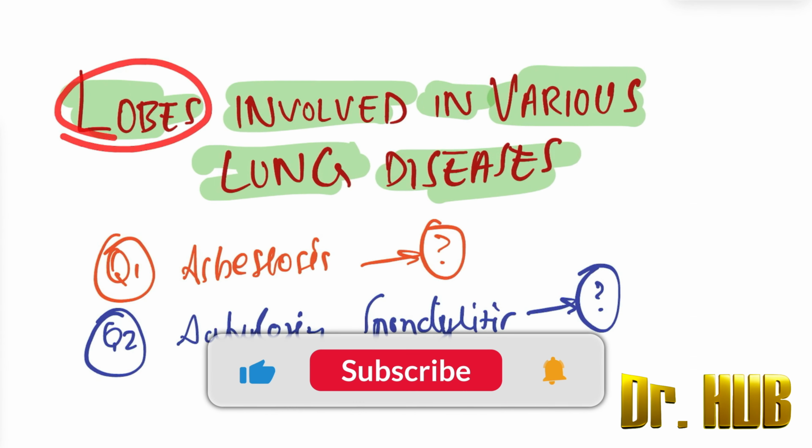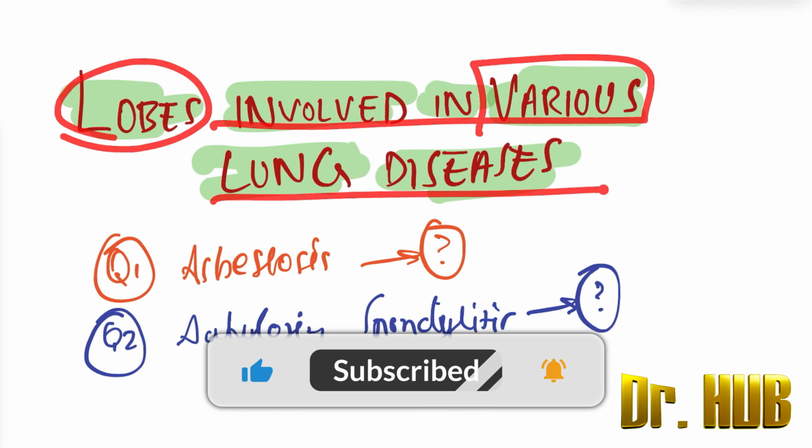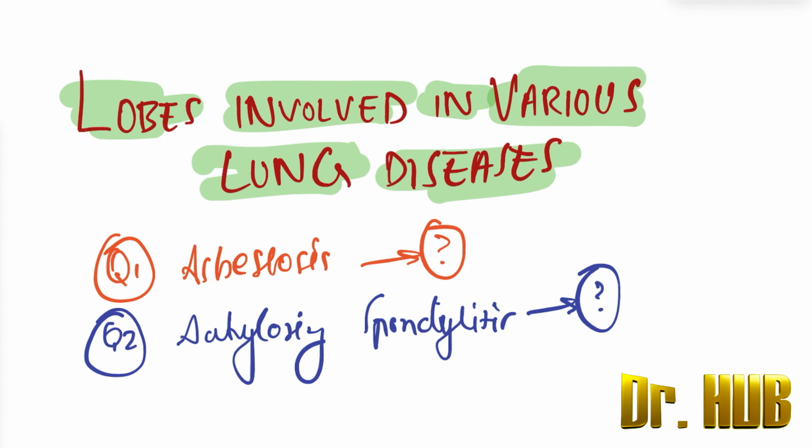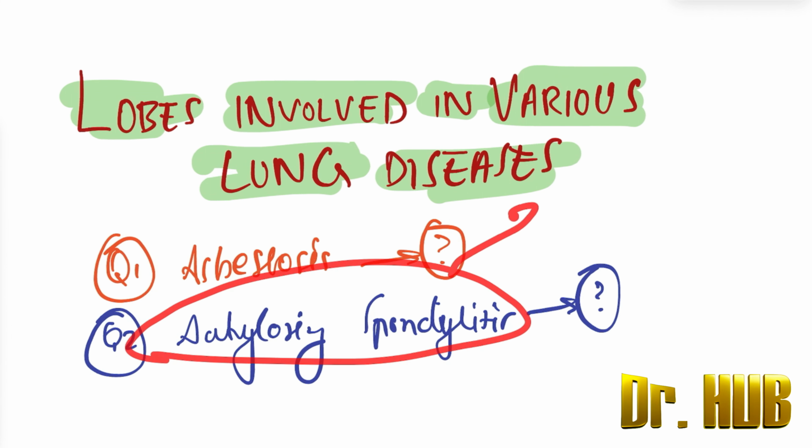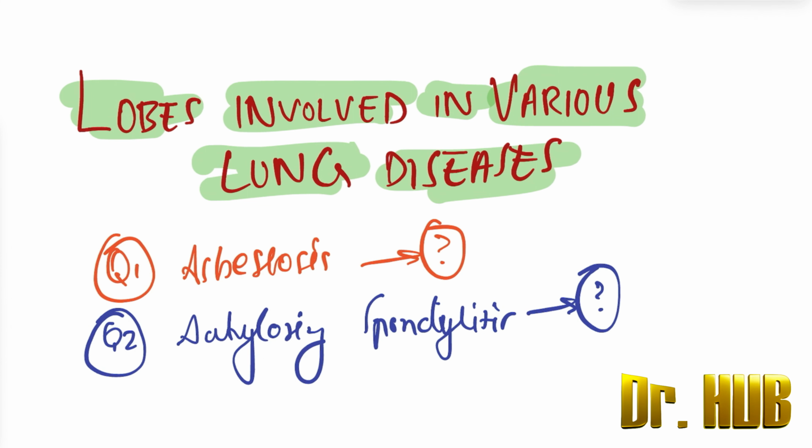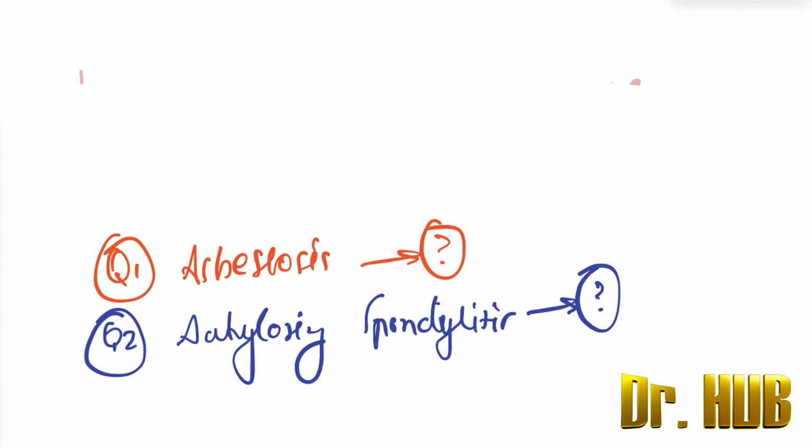The topic is the lobes involved in various lung diseases. So the questions are: the first one is, asbestosis is involved with what lobe, and the second one is, ankylosing spondylosis, which lobe is this associated with? In this video we'll find these answers and learn in detail.